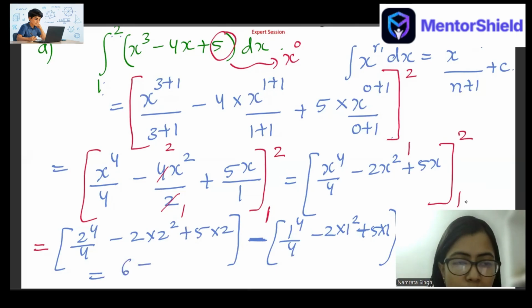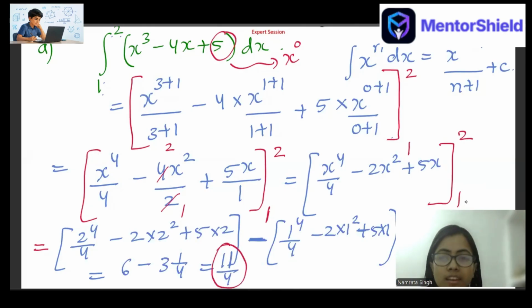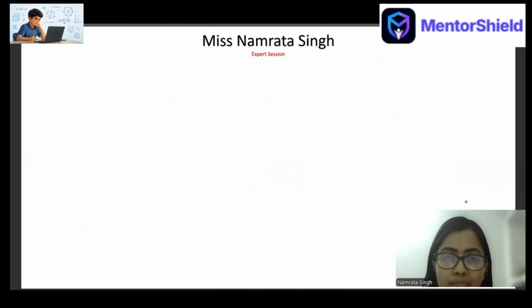Fine. So what is the answer that we're going to get? The answer is 6 minus 3 times 1 by 4, which is equal to 11 by 4. Alright, 11 by 4 is my final answer. Okay, so now that we have done one question, I hope you might have got some confidence in finding out the definite integral of a particular function. Fine. So now let's move to the next one.